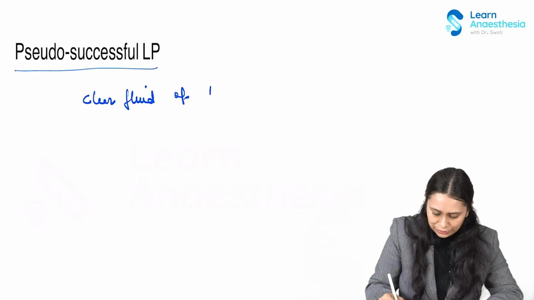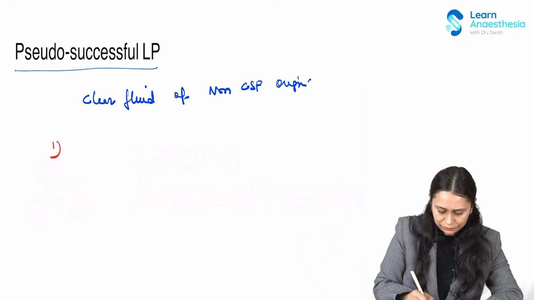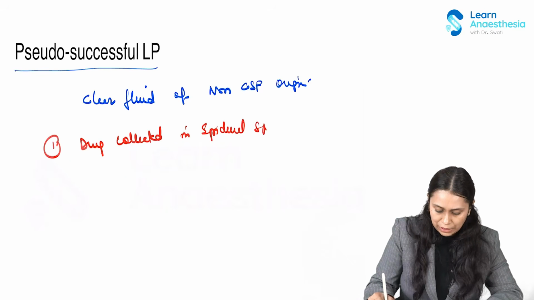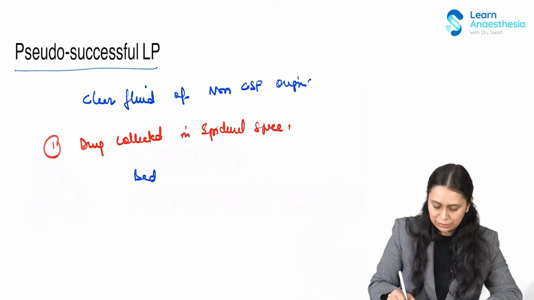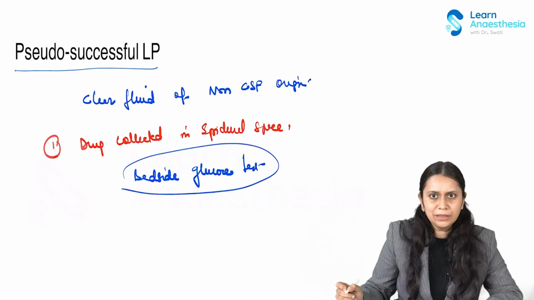So we are getting a clear fluid of non-CSF origin. Many times this can be due to, number one, drug collected in the epidural space, and for this we can do a bedside glucose test. The glucose, the sugar, would be present in the CSF.